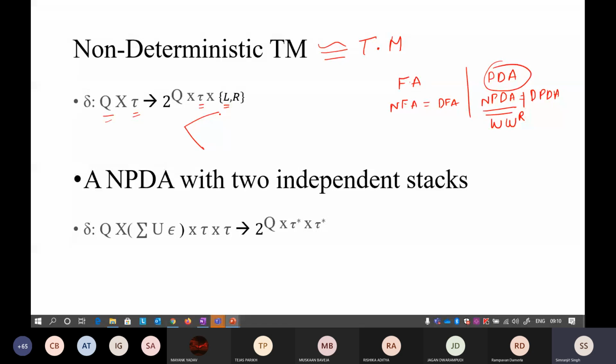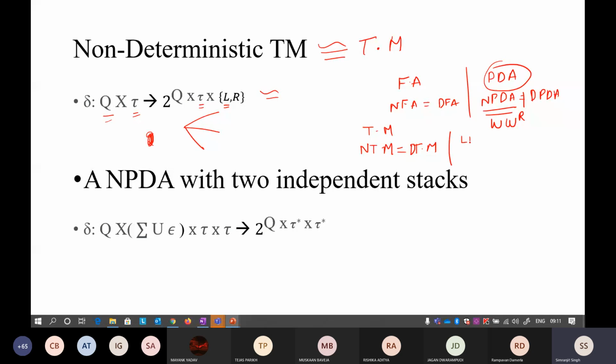In two copies, there can be two or more, so it is a power set. In either copy of the Turing machine, it can move towards the left or right. Again it is equivalent to your deterministic Turing machine. So the non-deterministic Turing machine is again equal to the deterministic Turing machine.